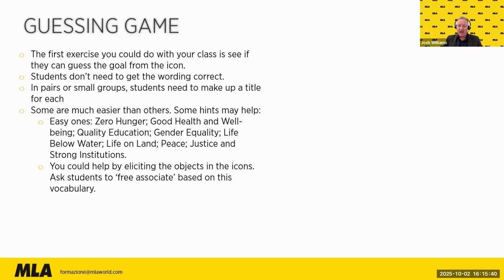As I said, elicit the objects in the icon. So what can you see? Can you see a bird? What type of bird is that? It's a dove. Okay, what's a dove a symbol of? What's that animal under the water? It's a fish. What would that represent? So you could get them free associating the ones that they don't get.